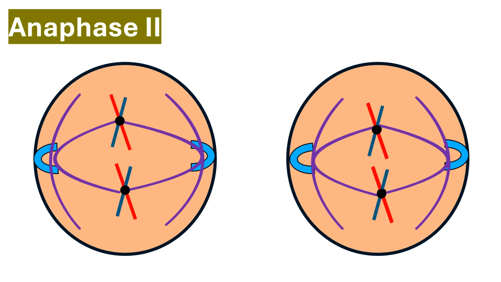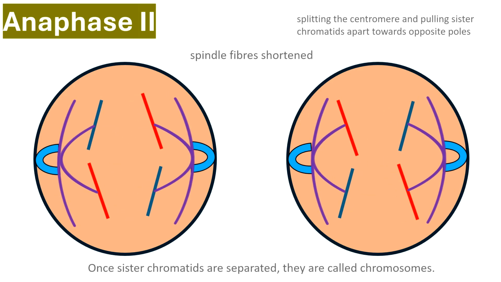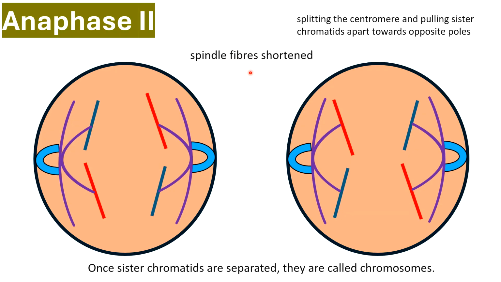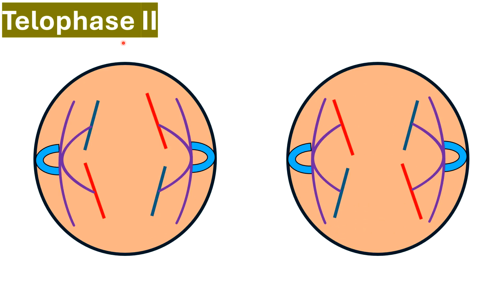Anaphase 2, what happens? The spindle fibers have shortened, as you see, these purple things have stretched to the sides. They split the centromere, so you can see the black circle isn't here anymore. It's split these in two, and it's pulled the sister chromatids, well, not necessarily sister chromatids, the recombinant chromosomes, apart towards the opposite poles of the cells, the opposite ends. And now once these are separated, they're called chromosomes. Anyways, telophase 2.